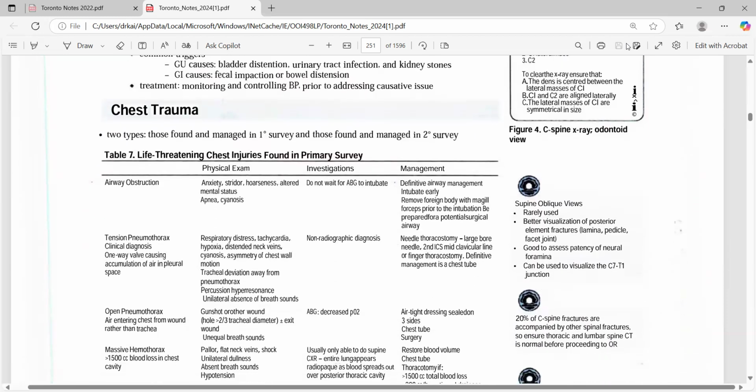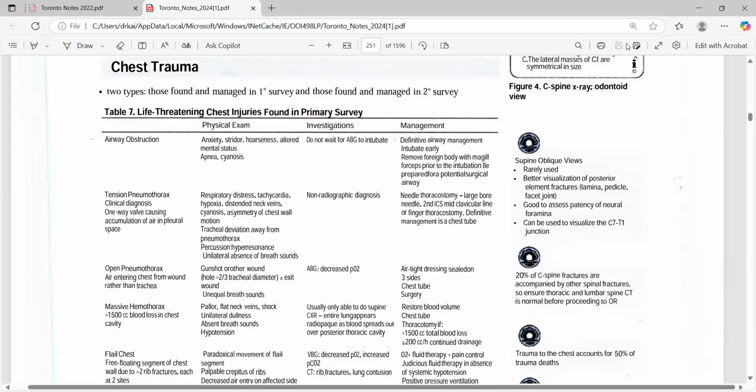Then chest trauma: airway obstruction, tension pneumothorax, very, very important. See the x-rays. How does the x-ray look? How do they present, and what kind of injury? Emergency medicine, especially traumatology, is all about injury. Airway obstruction: basically check for anxiety and stridor. Stridor is one of the very important factors that shows airway obstruction, along with hoarseness, altered mental status, apnea, and cyanosis.